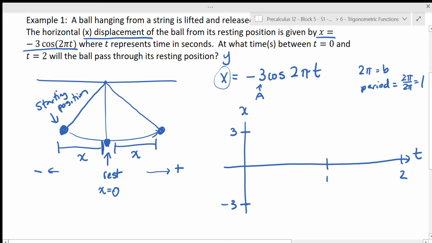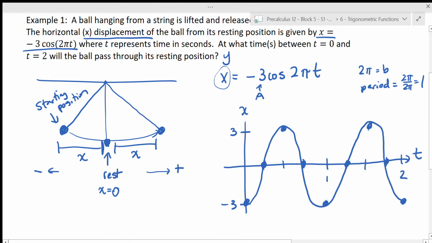We can divide this into half and then into quarters because that's where our special points are going to be, because 1/4 of 1 is just a quarter. We're starting all the way to the left, so that's as far as we're going to go in the minus. So it goes minus, plus, minus, plus, minus. So we can see what this graph looks like. That is the graphical method of solving this problem. And we can see the resting position is where x equals 0.